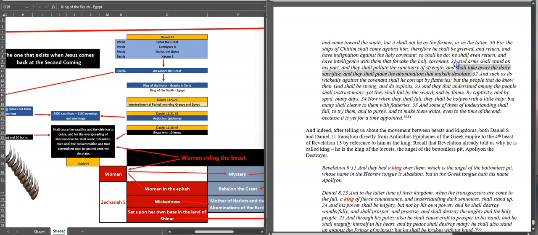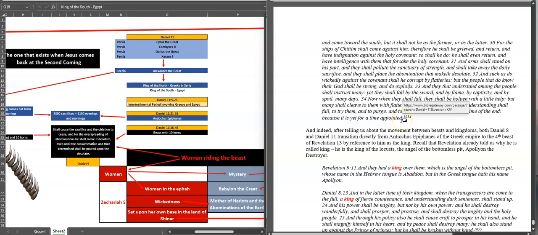This is talking about Antiochus Epiphanes taking away of the sacrifices for 2,300 times, from Daniel 8 that we read about. Arms shall stand on his part, they shall pollute the sanctuary of strength, shall take away the daily sacrifice, and they shall place the abomination that maketh desolate. In that case, it was the sacrifice of a pig on the altar. And such as do wickedly against the covenant shall he corrupt by flatteries, but the people that do know their God shall be strong and do exploits.